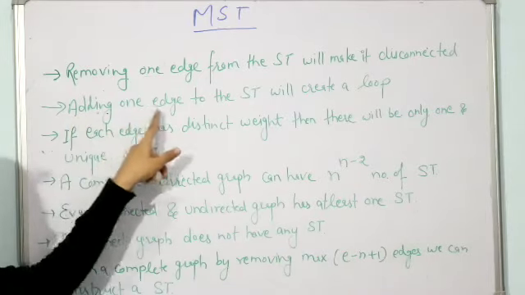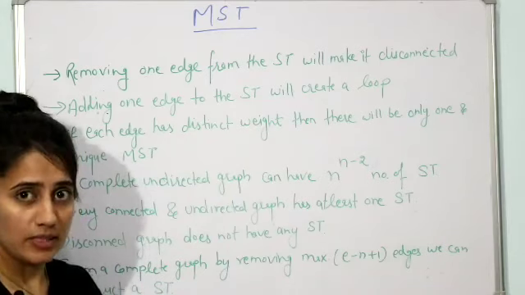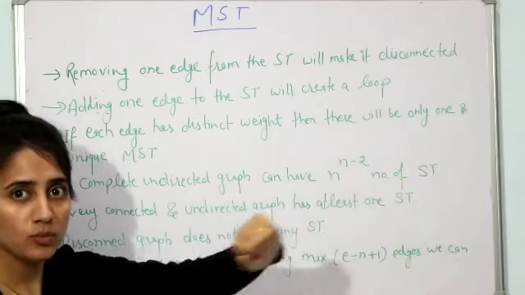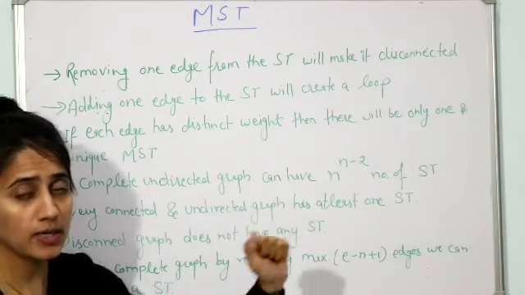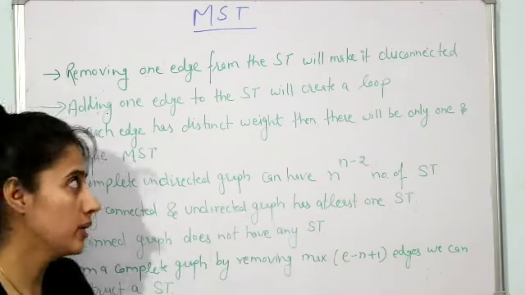Next property is adding one edge to the spanning tree will create a loop. If you add a single edge to that spanning tree, then it will create a loop. So for all the edges in the spanning tree, neither can you delete an edge from that spanning tree nor can you add any more edge to the spanning tree.